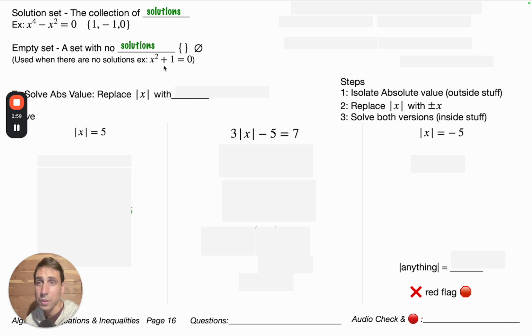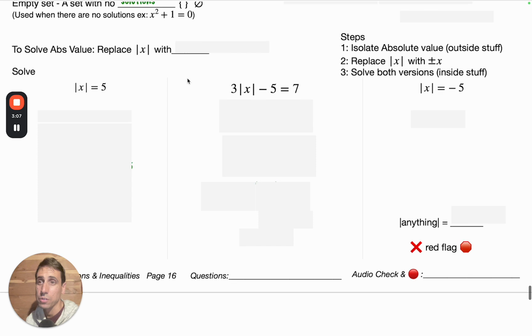So for example, in this equation right here, there's no real number that satisfies this equation. So what is the solution set? It is empty. No solutions.